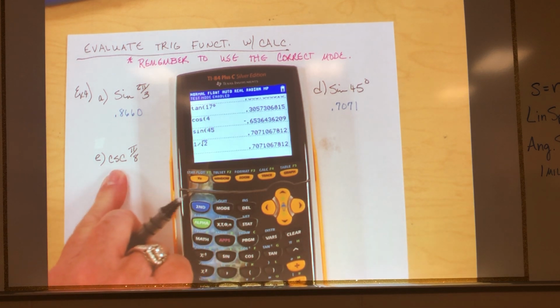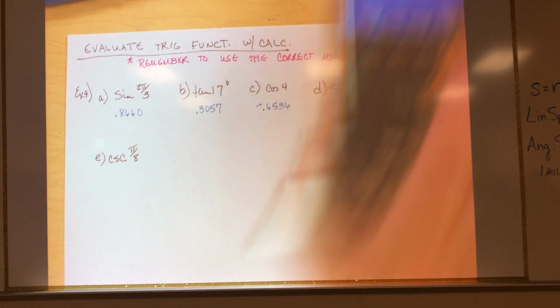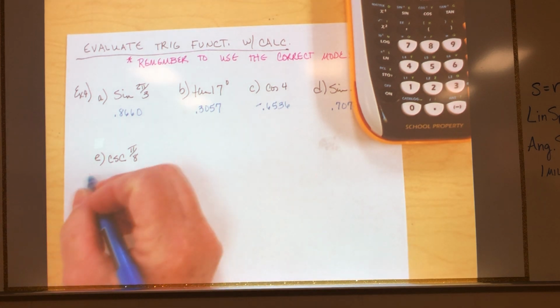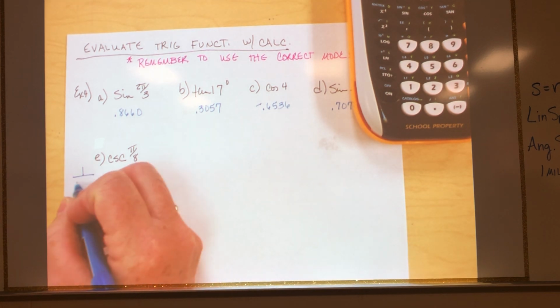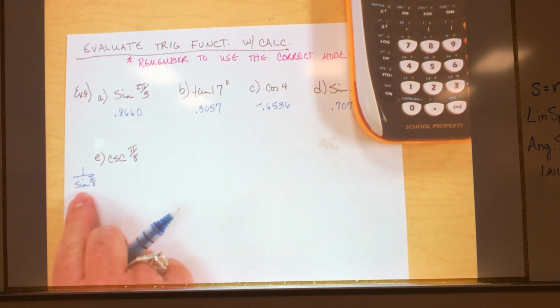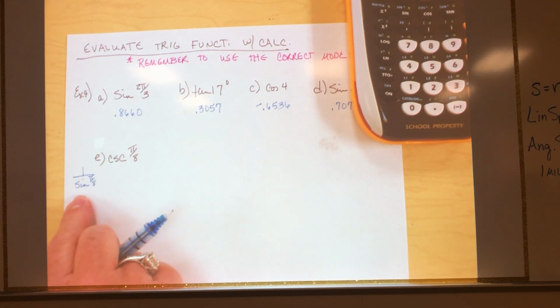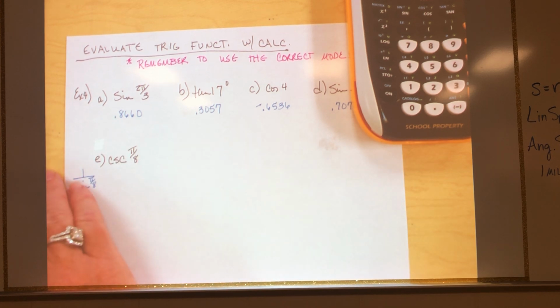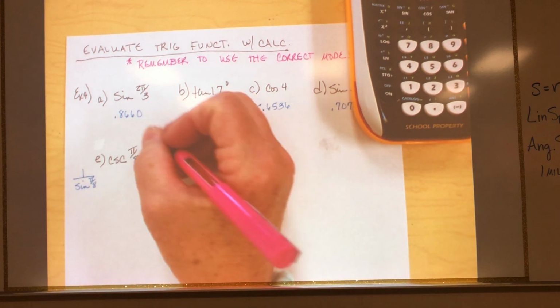So, what's its reciprocal function? Sine. Y'all listen to me. This is what you're trying to do: 1 over sine of pi over 8. I want to take the sine of the function and then take its reciprocal. Okay, first rule. Write this down.